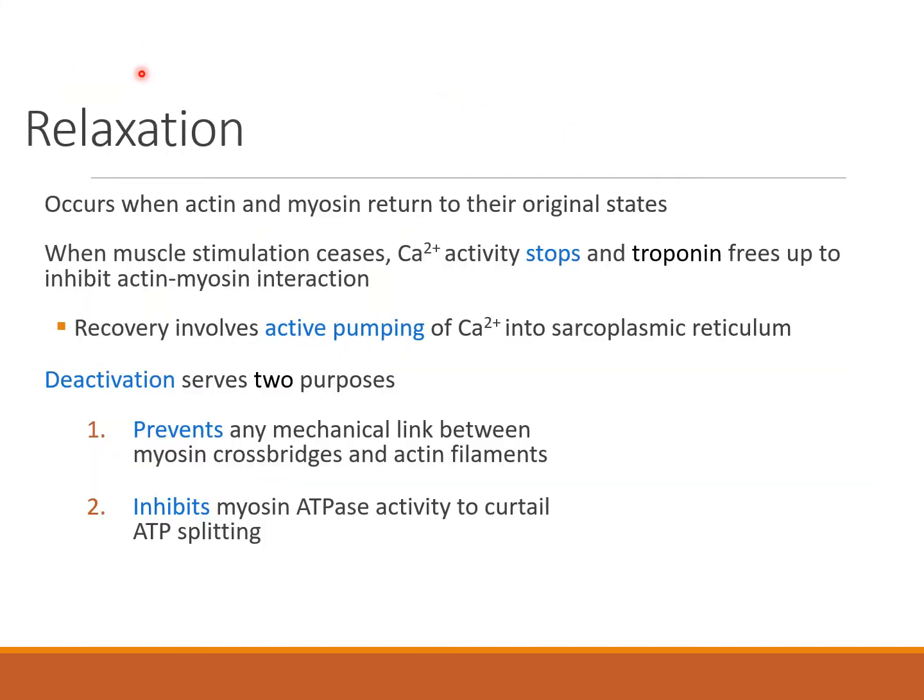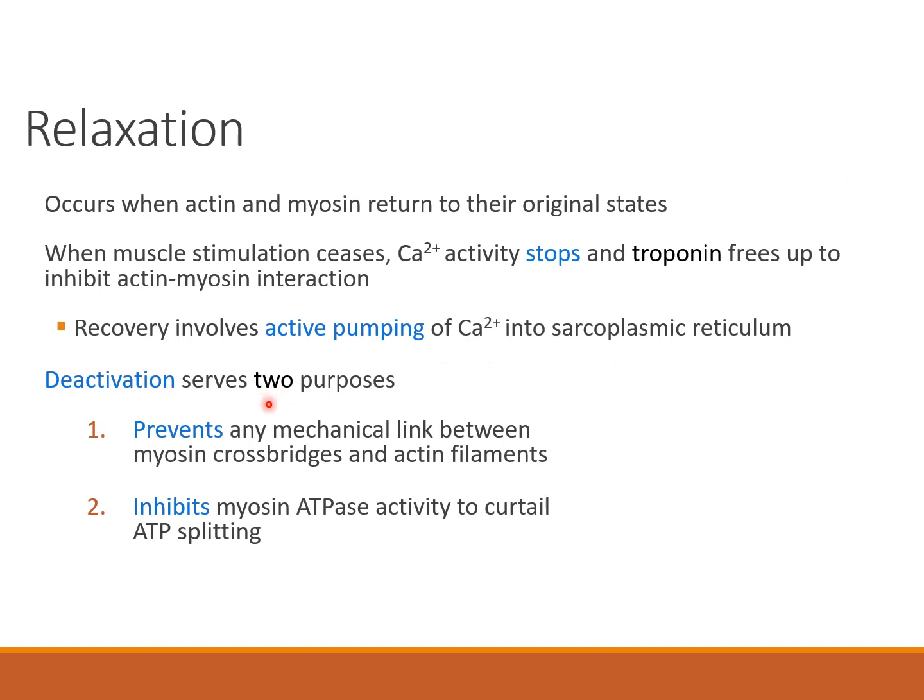Now, that's muscle contraction, so let's talk about relaxation. This occurs when actin and myosin return to their original states. When the muscle stimulation stops, the calcium activity stops and troponin frees up to inhibit actin-myosin interaction. Recovery involves active pumping of the calcium into the sarcoplasmic reticulum. So now we have to get all the calcium out of the sarcomere, right?